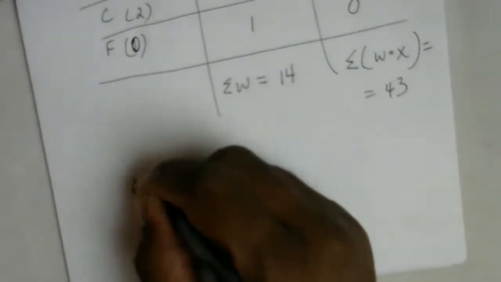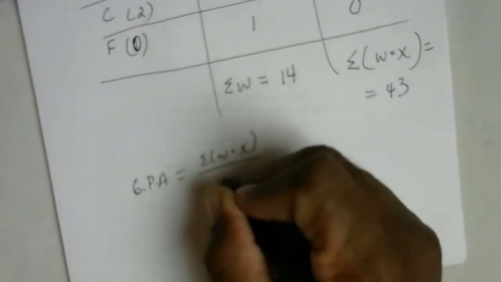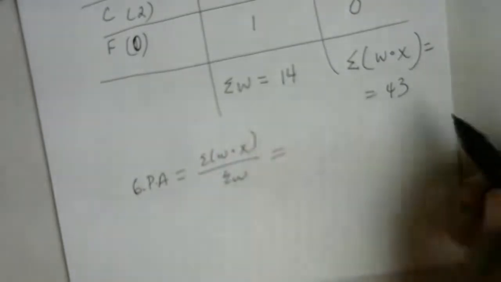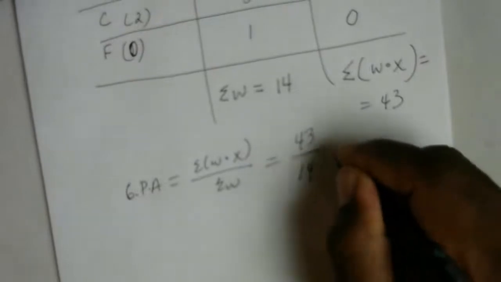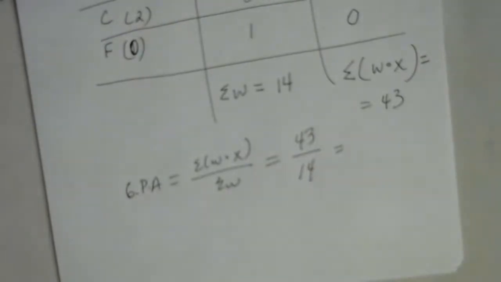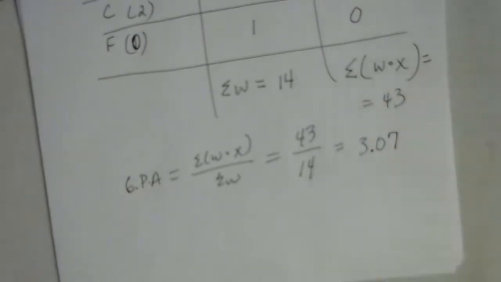All right, so here is our GPA calculation. It's equal to the summation of W times X divided by the summation of W. So the summation of W times X is 43 divided by the summation of W, which is 14. And when you divide 43 by 14, we have a GPA of 3.07. All right, so that's a GPA of 3.07.